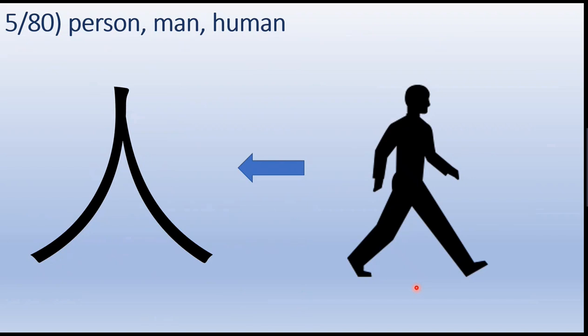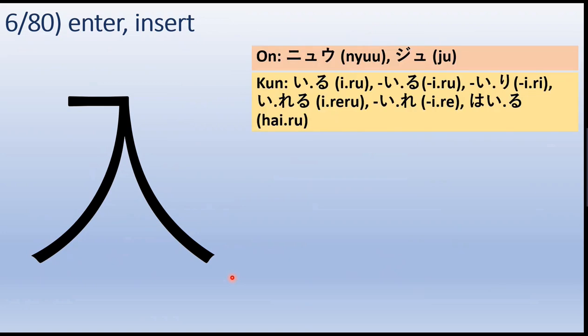And how it originated, so you can see the resemblance. This is a person, and this is how this symbol has been derived. Next is the next kanji character, enter or insert. This is the symbol, and the on reading is nyu or ju, and the kun readings are iru, iri, ireru, ire, and hairu.